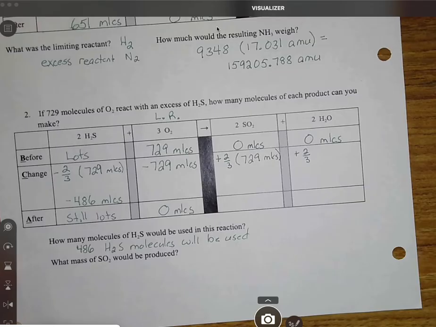Just fix your calculator. Do second function science, or yeah, just switch it back.